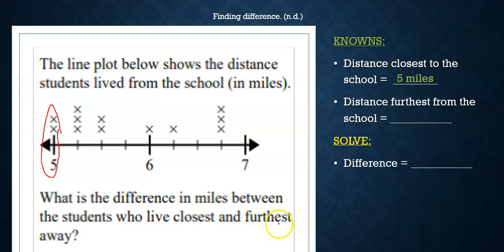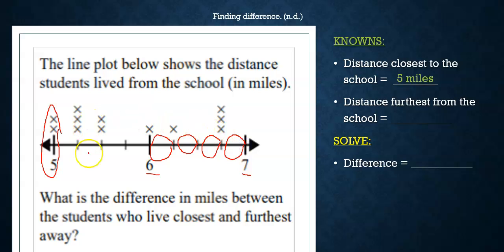Now, who lives the furthest away? Well, I have a 7. That's what my line plot shows, but I have no x's above the 7. So I need to go to this number, or this line. But what's this line representing? So once again, I have to count my spaces between my whole numbers. So I have 1 space, 2 spaces, 3 spaces, 4 spaces.